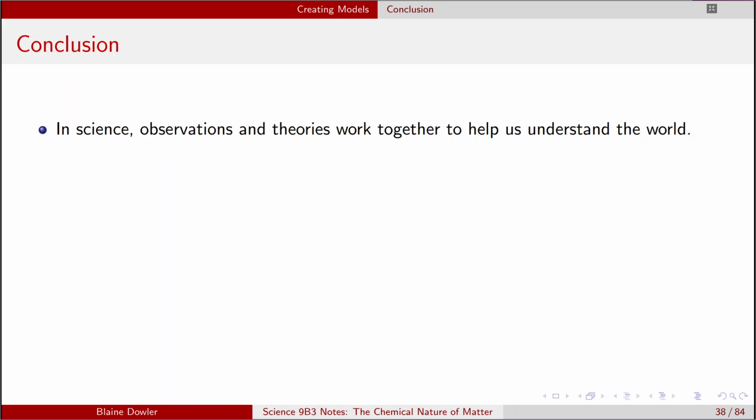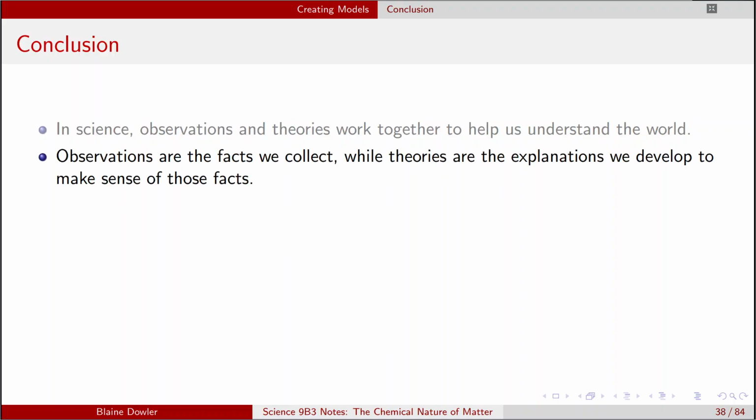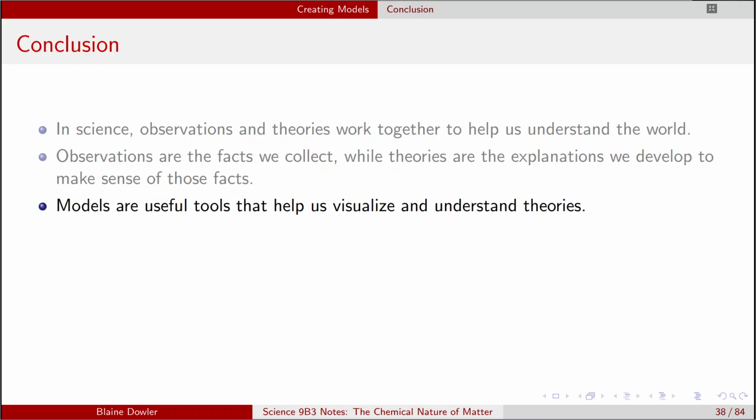In conclusion, in science, observations and theories work together to help us understand the world. Observations are the facts we collect, while theories are the explanations we develop to make sense of those facts. Models are useful tools that help us visualize and understand theories.